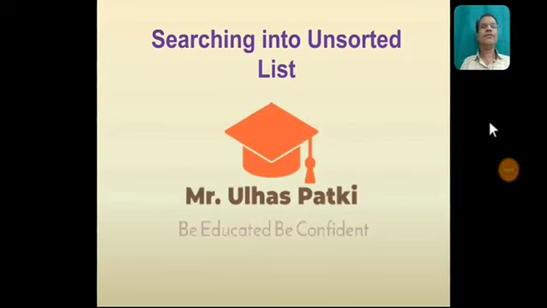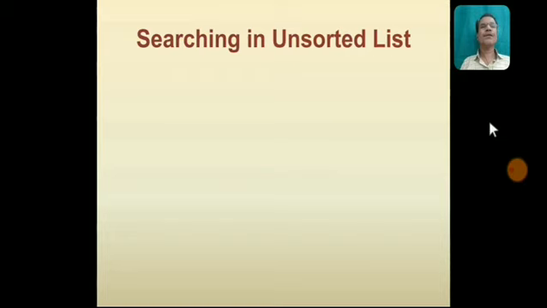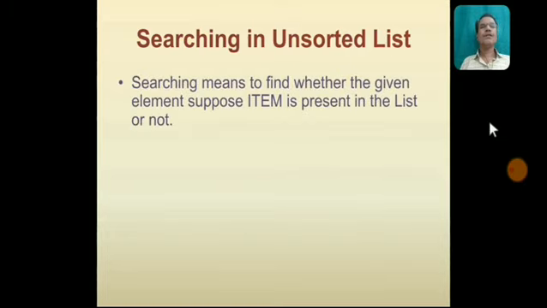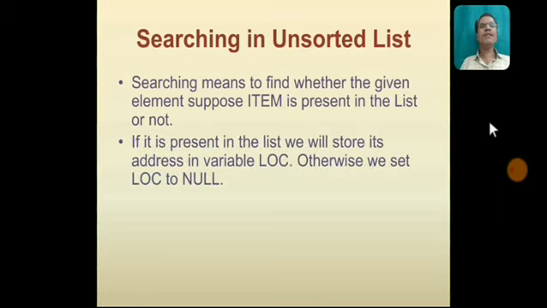Hello friends, today we are going to discuss the next algorithm, searching in an unsorted list. Searching means to find whether the given element is present in the list or not. Suppose we are given an atom and we want to check whether this atom is present in the list or not. If the atom is present in the list, we will store its location or address into some variable loc. Otherwise, we will set loc equal to null.